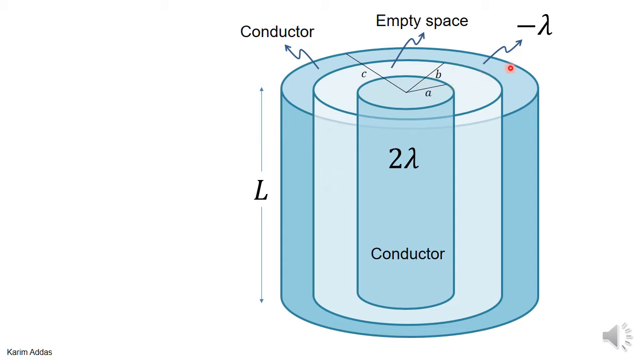And then from b to c, there's a cylindrical conducting shell that has an inner radius b and an outer radius c. And then after that, it's empty space again. Given in the problem, you have charge per unit length 2 lambda on the inner conductor and charge per unit length minus lambda on the outer. So the charge per unit length on the inner conductor is 2 lambda, and here it's minus lambda. They didn't tell us for the outer conducting shell how much charge is on the inner surface and how much on the outer surface. They just said the total charge per unit length is minus lambda.